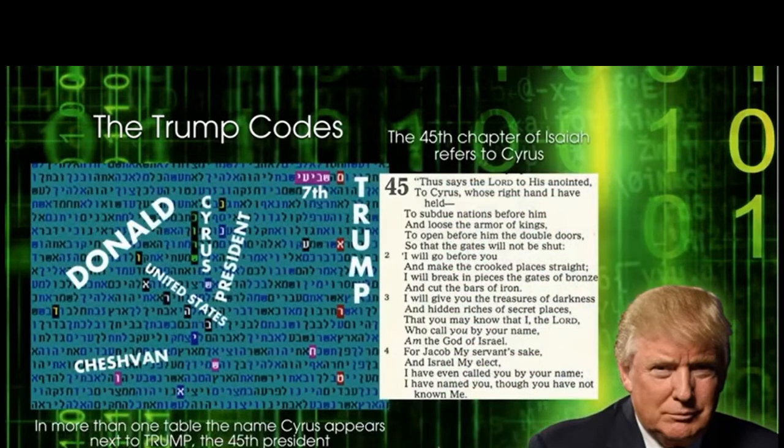What's also interesting is that Trump is the 45th president of the United States. If you go to Isaiah chapter 45, that chapter talks about King Cyrus, who everybody compares Trump to. The idea that it's in the 45th chapter, and Trump is basically in all the codes along with the word Cyrus, is why they minted a coin in Israel with both of their heads on it, King Cyrus and Donald Trump.